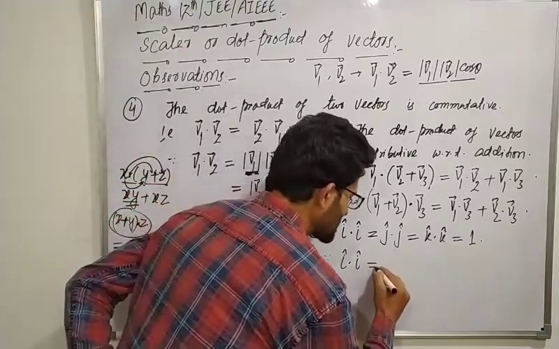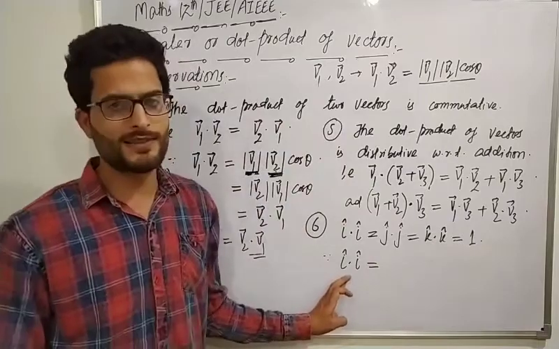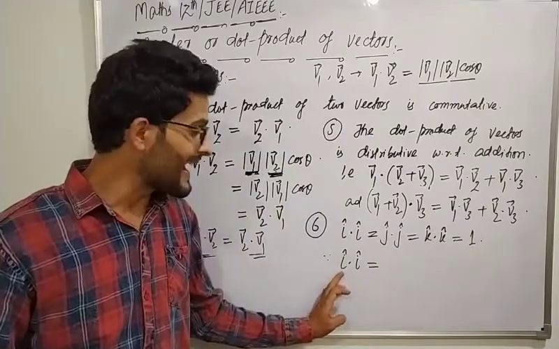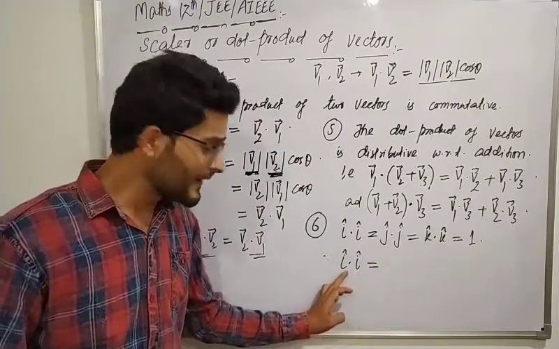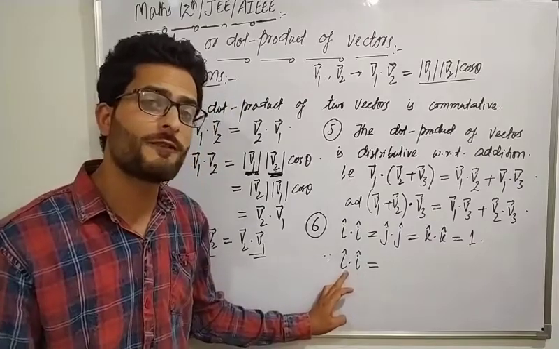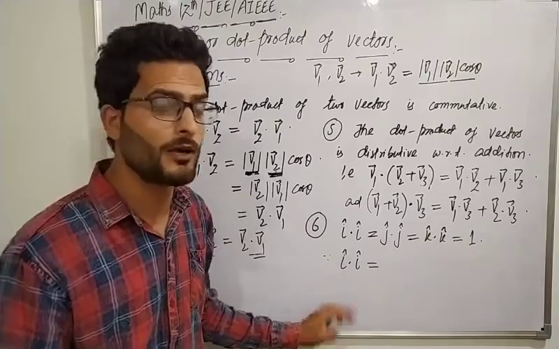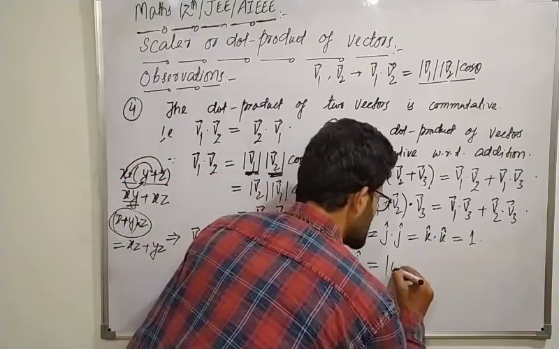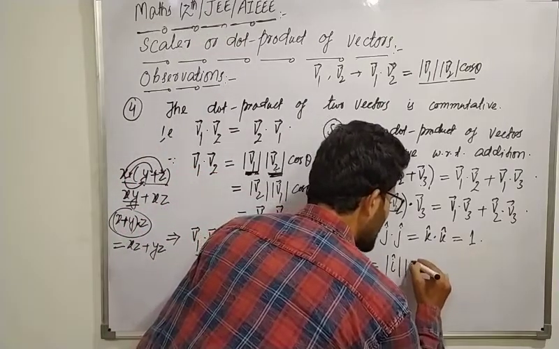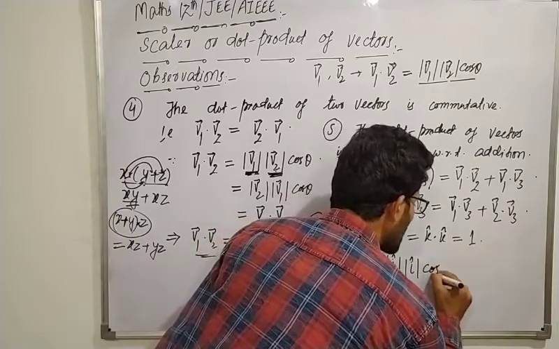i dot i must be equal, since i dot i is nothing but the dot product of vector i with i. So अगर दो वेक्टर्स का डॉट प्रोडक्ट आपने करना है, इसकी डेफिनेशन क्या रहती है कि प्रोडक्ट ऑफ देयर मैग्नीट्यूड्स एंड कोसाइन ऑफ एंगल बिटवीन देम. तो क्या आएगा, मैग्नीट्यूड ऑफ i cap इंटू मैग्नीट्यूड ऑफ i cap इंटू कॉस.